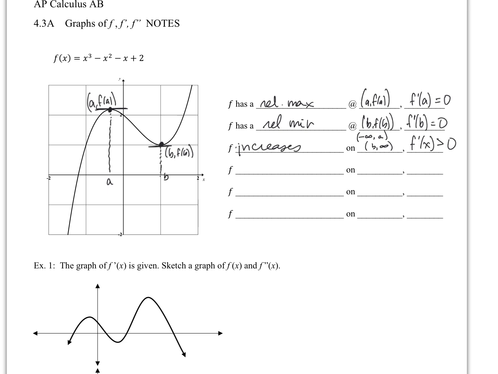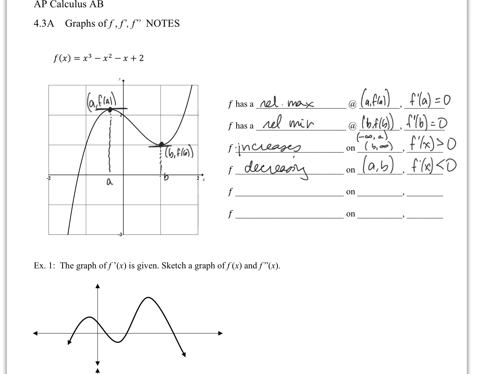Okay, and then we can talk about decreasing. And using that roller coaster example, this is where you're falling. This is where you don't hear tick, tick, tick anymore. Now you're hearing, ah, right? You're screaming on the way back down. And that is happening from a to b. And that's because the derivative is less than 0. It's negative.